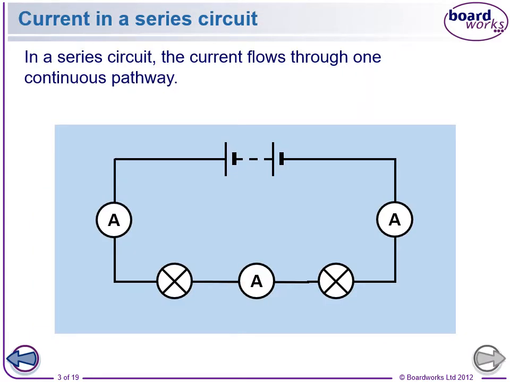So here is our series circuit. The current flows through in one continuous pathway. So it'll go through, remember this symbol here is light globes. So the current here will go through each light globe. There's no option. All of the current will go through both light globes. Okay, so it goes through our first light globe, keeps going through that second ammeter and through the second light globe as well. So all current goes through both light globes.